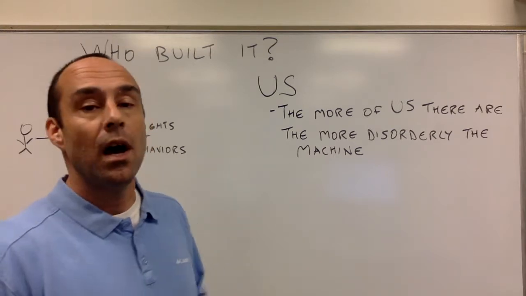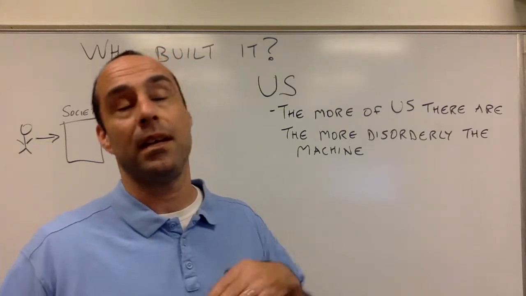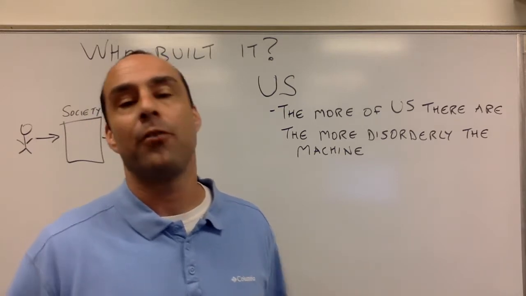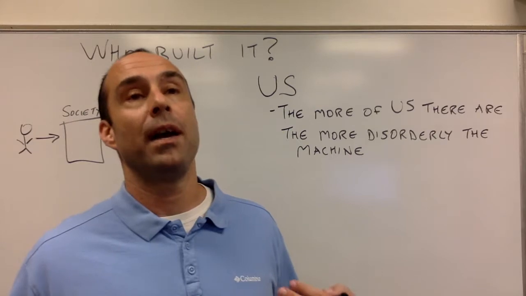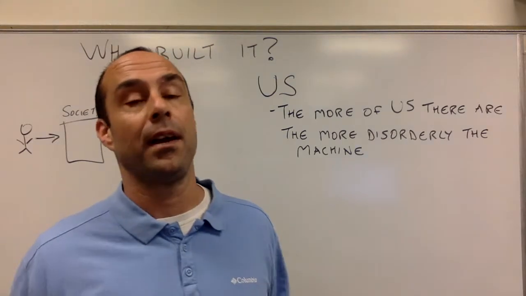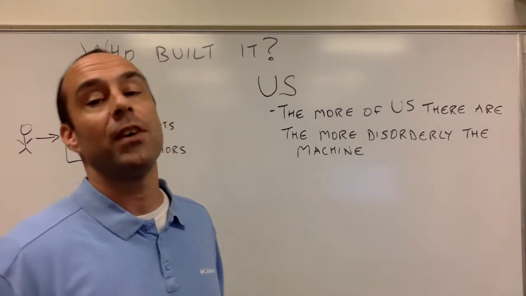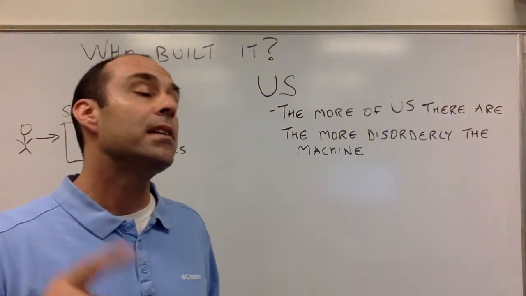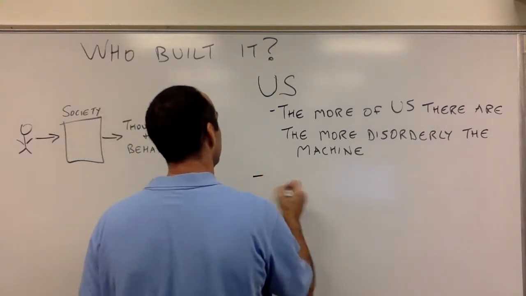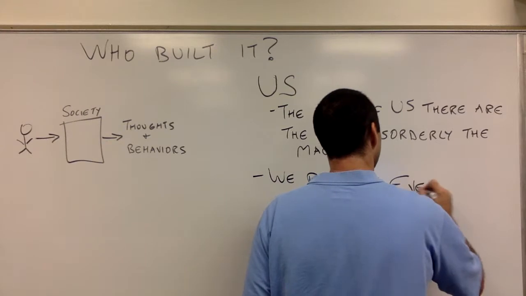You have a lot more of these little individuals with their own preferences. So the machine ends up getting, it would be like, instead of the factory workers building a car, it would be like 10 different car companies having all of their factory workers working on a car, and you'd end up with like 6 rear view mirrors and 8 steering wheels, and it would be a mess. The more of us there are, the more disorderly the machine. That's insight number 1. Insight number 2, and I think kind of the deeper one, is that we build it every day.